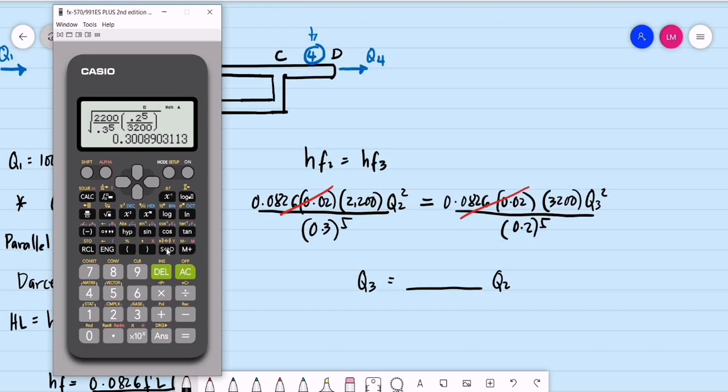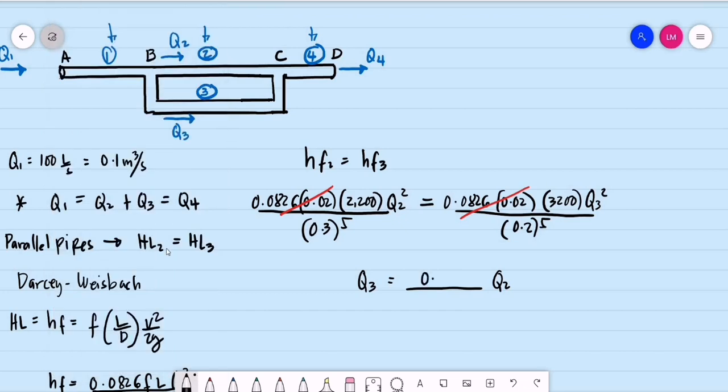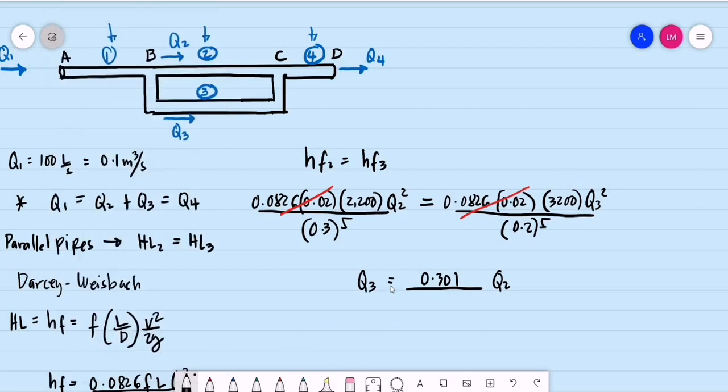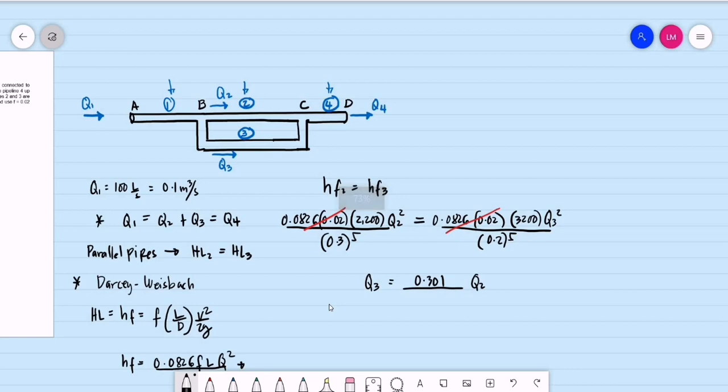Okay, so we'll be using 3 decimal places. Let's say we have 0.301. Alright. So if we are now to go back to our basic equation, that is the continuity equation, Q1 is equal to Q sub 2 plus Q sub 3. What is our Q sub 1? We have that as 100 liters per second.